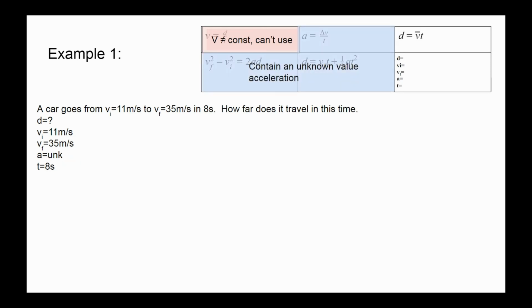We cannot use these three equations because they all contain that unknown value of a. So out of the 5 equations, 4 of them get disqualified. This leaves us with my personal favorite, d = v_average × t. So if I put in my numbers for this one, I get 184 meters using that little formula that has saved my life on many occasions.